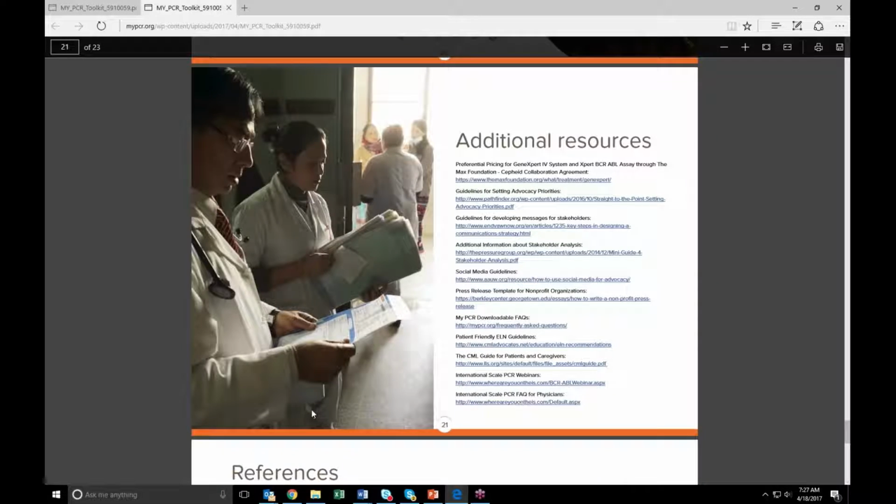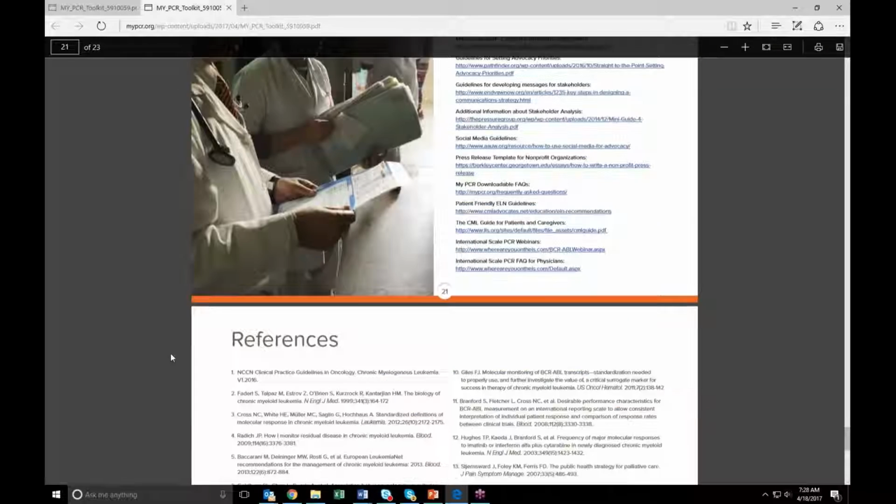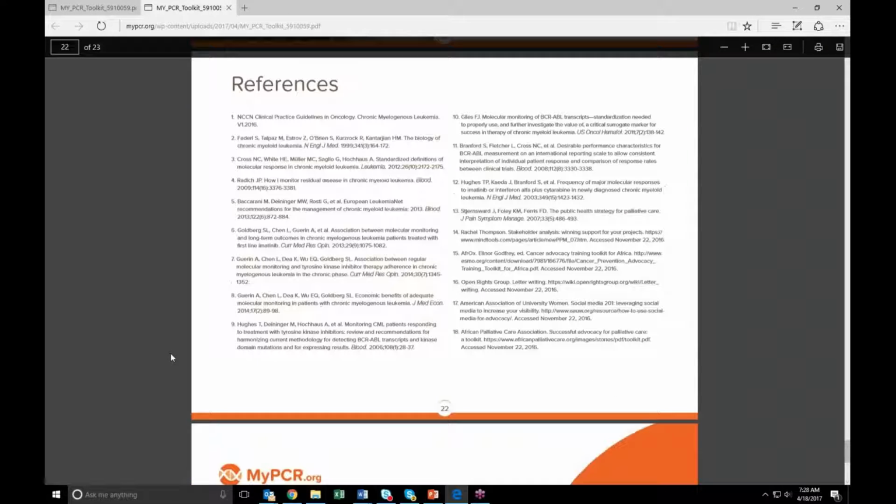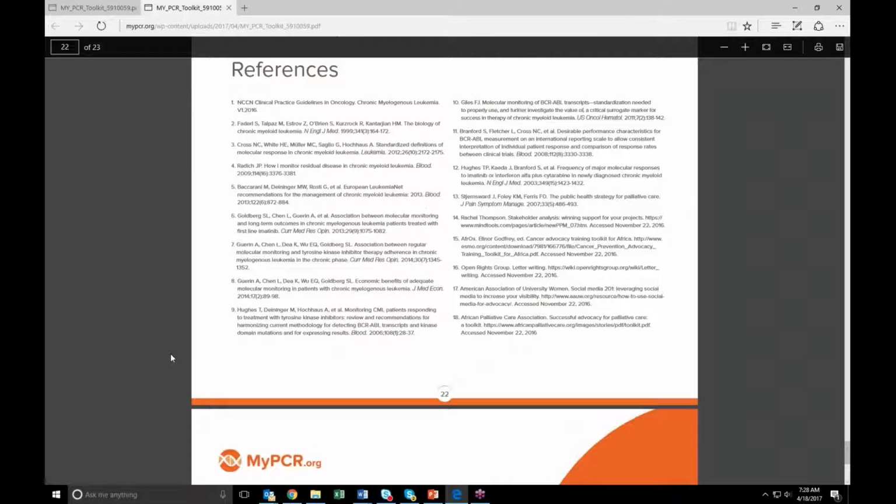In the next, for the following 2 pages are additional resources with resources on advocacy that we found that we thought were particularly good. And you can see there's social media guidelines, there's further information on how to do a stakeholder analysis, and further information on MyPCR and resources relating to MyPCR. And the last page is just a listing of references, because of course this is an evidence-based document.